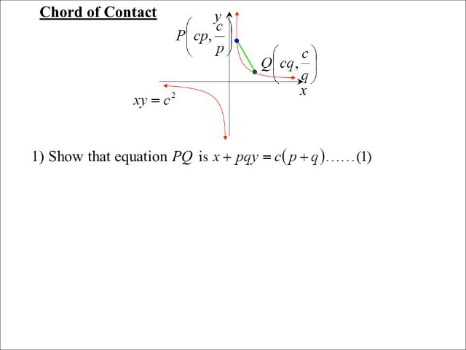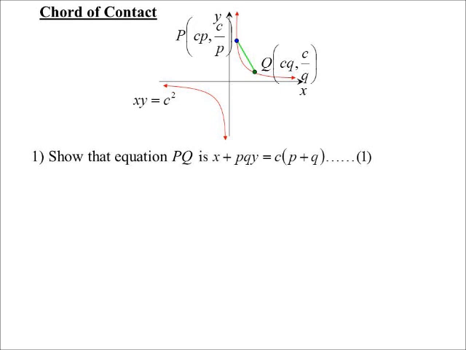As this is similar to our parabola last year, this time I'm going to derive it like we did the parabola last year, instead of doing the cheat method that you don't like so much. The equation of any chord, we've got to find that first of all. So we give P and Q some random coordinates: P is (cp, c on p), Q is (cq, c on q). The equation of PQ will end up being x plus pqy equals c(p plus q). That's just any chord.